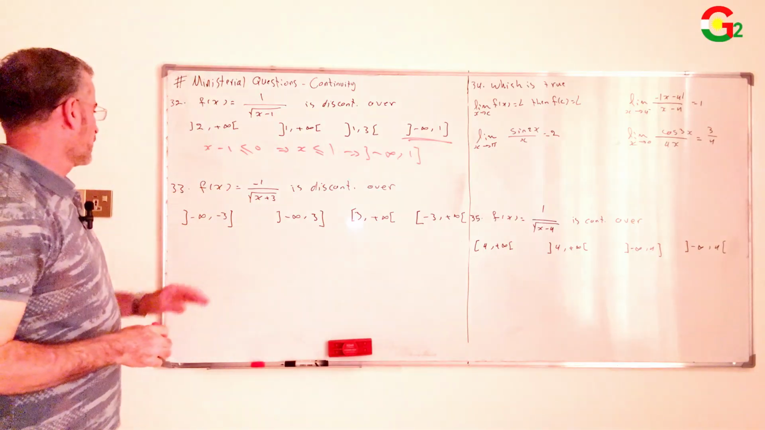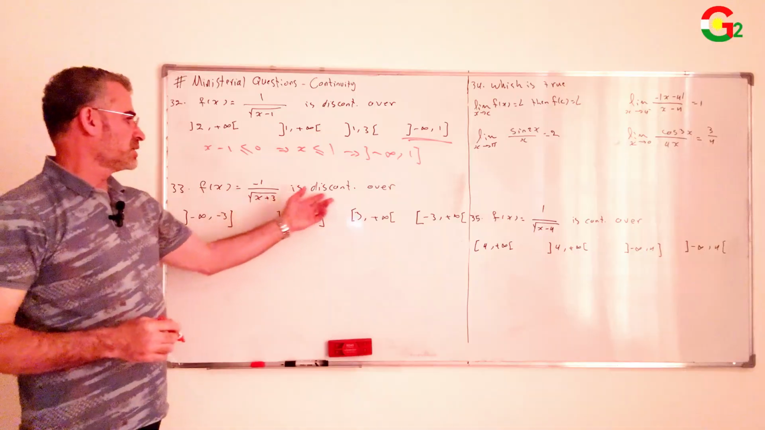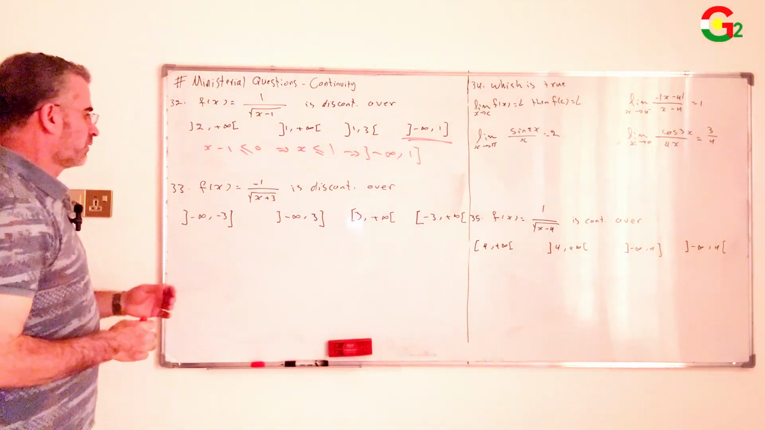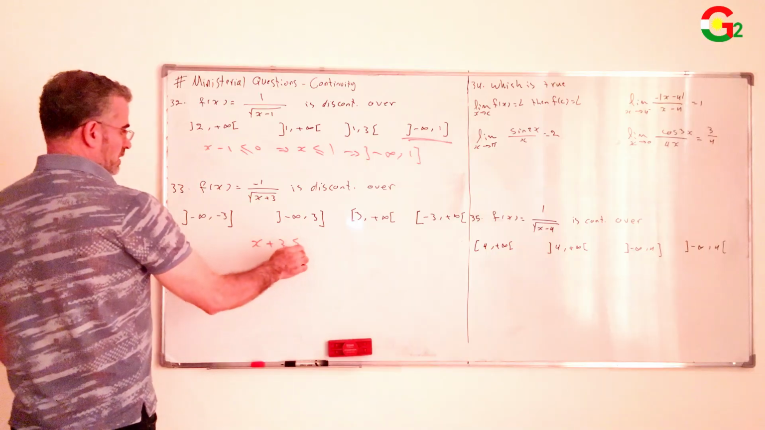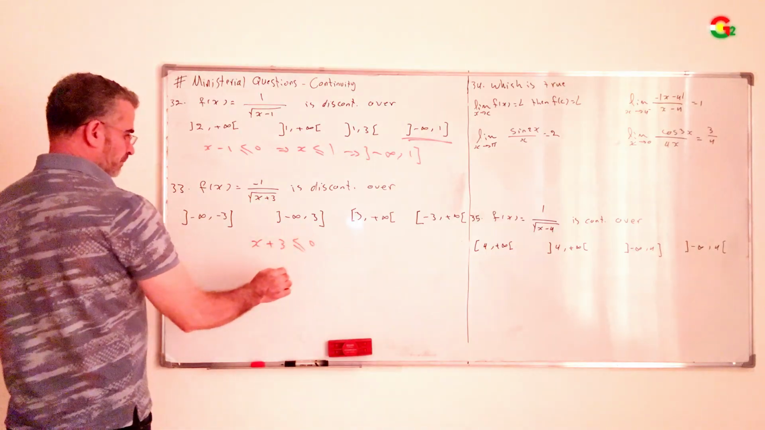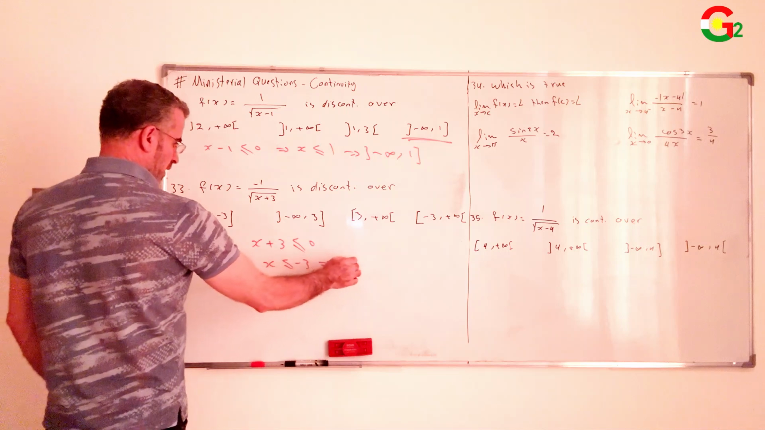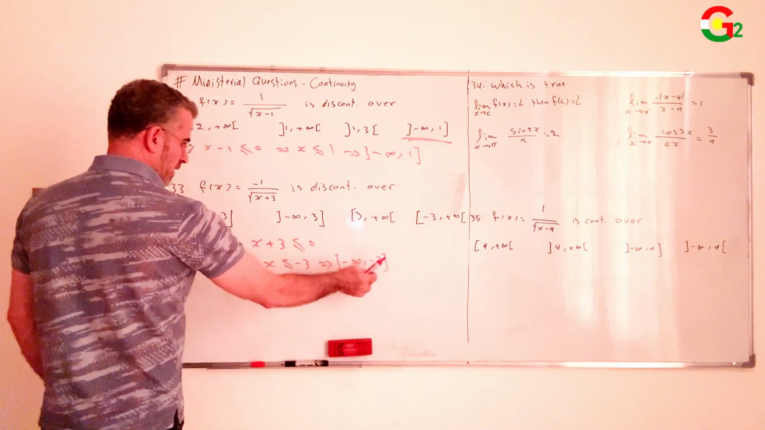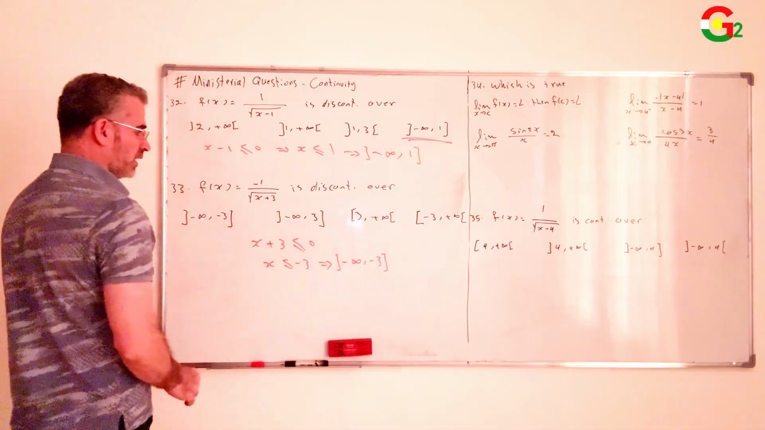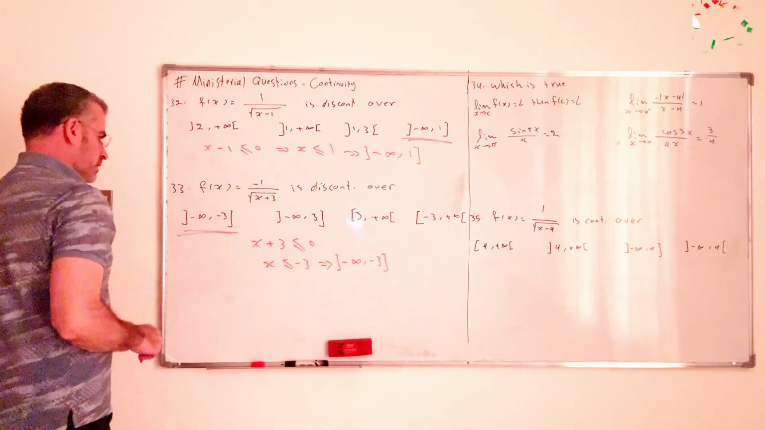Question number 33. F of x equals negative 1 over square root of x plus 3 is discontinuous over which of the following intervals? Set x plus 3 less than or equal to 0, so x less than or equal to negative 3. It means negative infinity to negative 3, closed at negative 3, open from negative infinity. The choice is A.